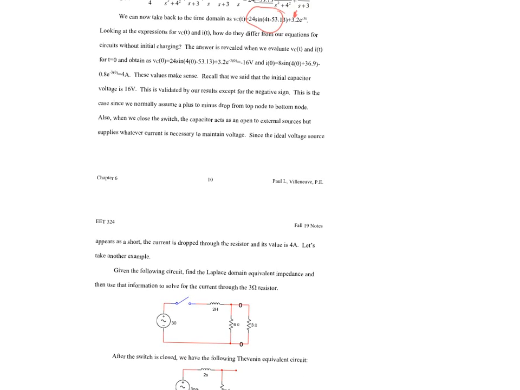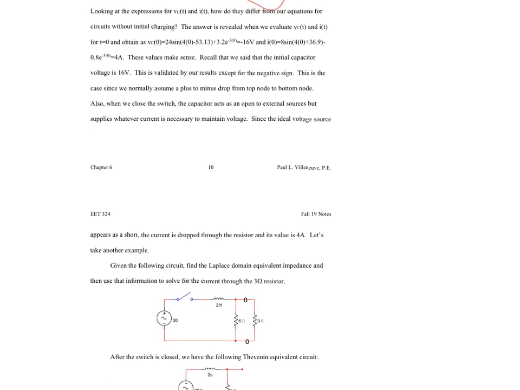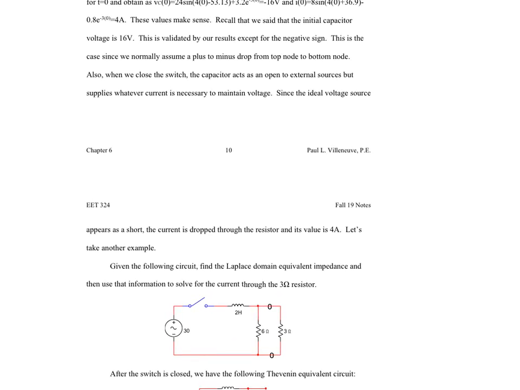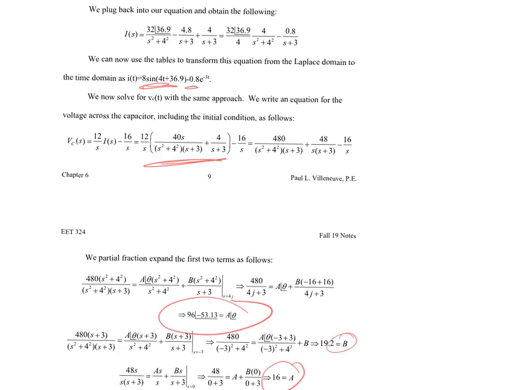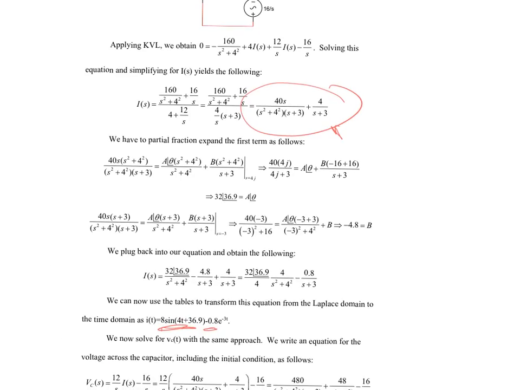Questions on that? Paul, how is it 3.2 not 16? Because of the way that I did it here. If you follow along in this approach, you remember when I had the I of s here, B was 19.2, not 16. Do you have B as 19.2 instead of 16? Because that would give you 3.2 when you subtracted the 16 over s from it.